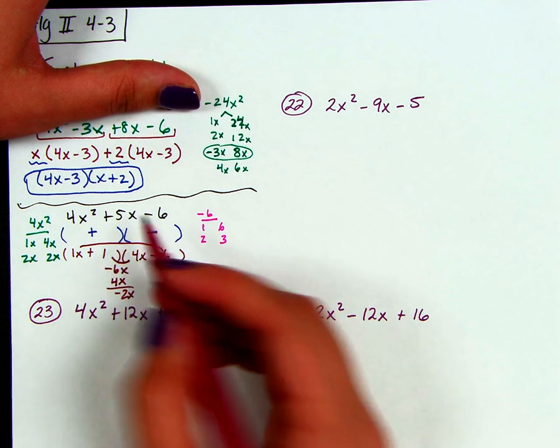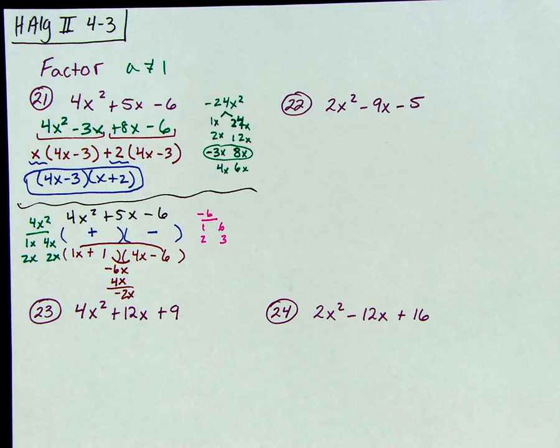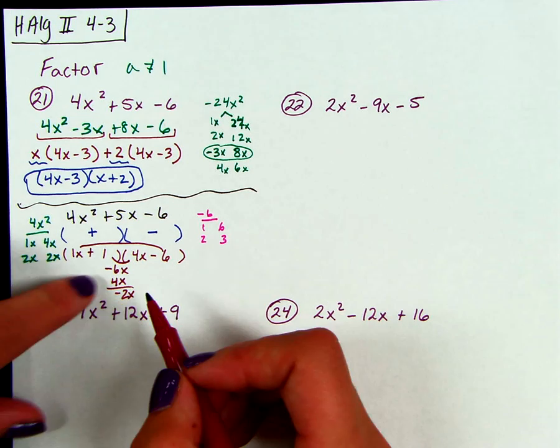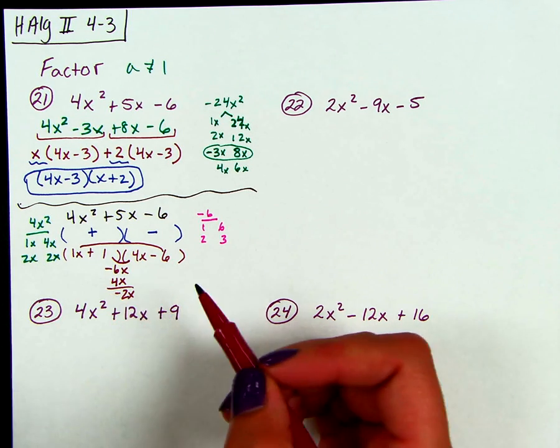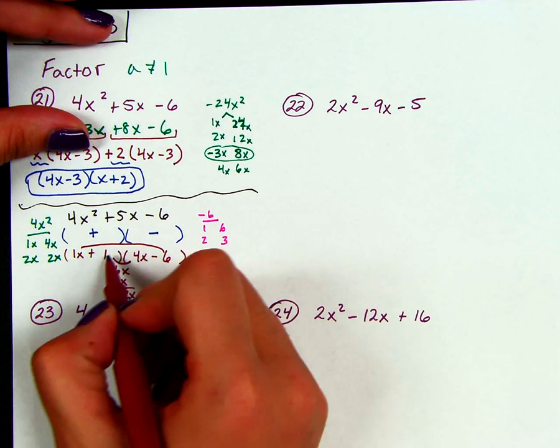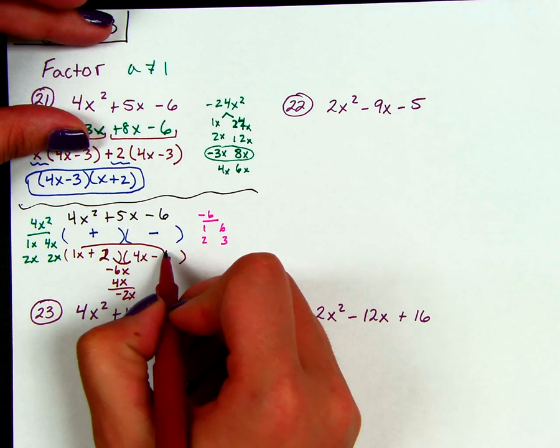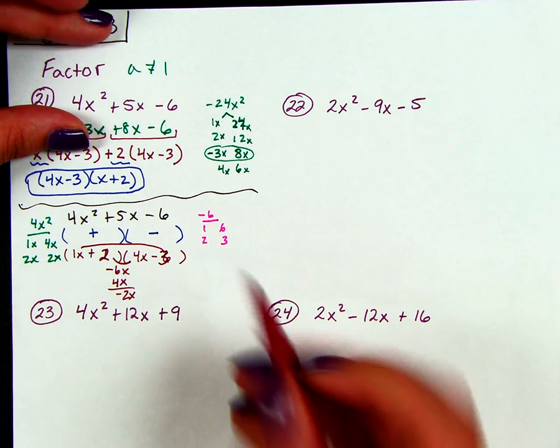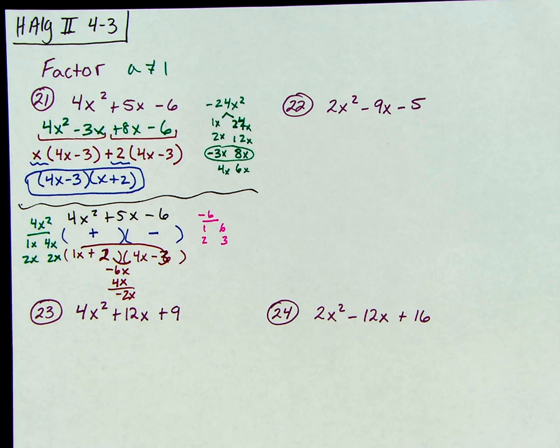Okay, so that's not our middle term, so that means that I picked the wrong factors. And even if I switch signs, that would give us a positive 2x, which still isn't the correct answer. So now I have to try again with a different set of factors. So let's say that I switched to 2 and 3, and I'm going to keep my first set the same.